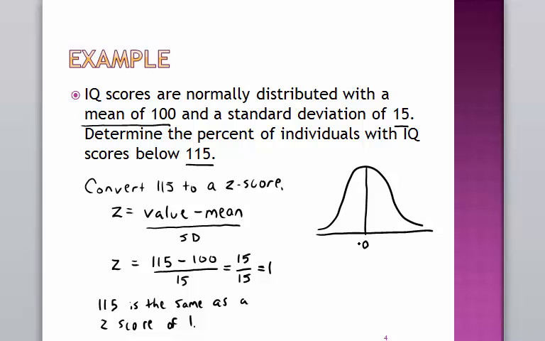The next thing I'm going to do is mark off the 115, but remember I need to mark it off as a z-score. So it's a z-score of 1. 1 is positive, so it's going to be on the right side of the curve. The problem asks me to find the percent of individuals that have scores below 115. So below 115, remember 115 is the 1, below that would indicate that we would need to shade everything to the left.